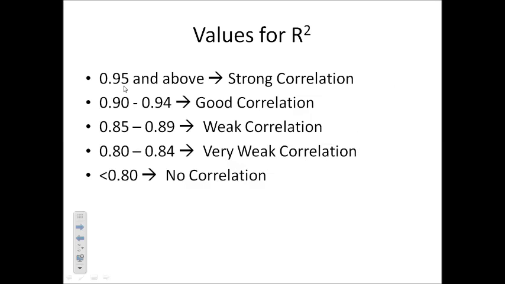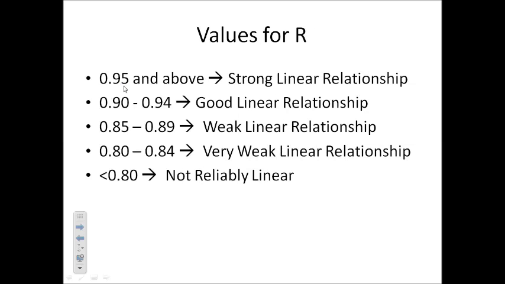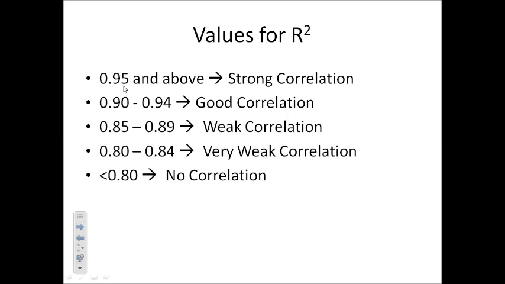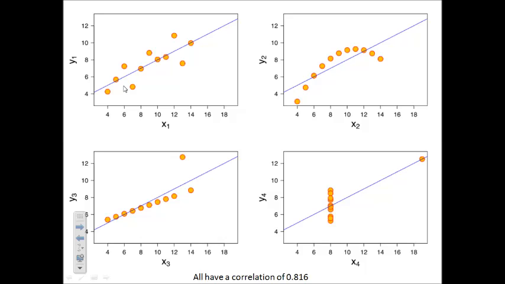0.95 and above is good for both of them. All right, so we say 0.95 and above for values of R is going to be a strong linear relationship. 0.95 and above for R squared means that we have a strong correlation and we can really trust our values. Now here I have 4 graphs.